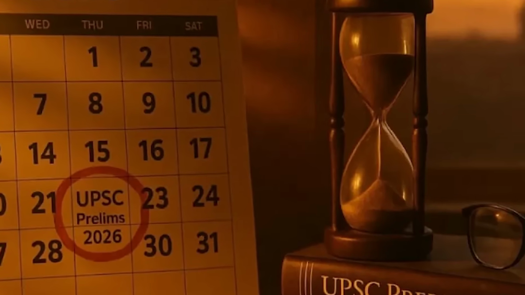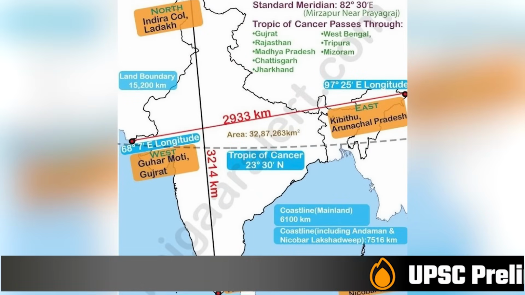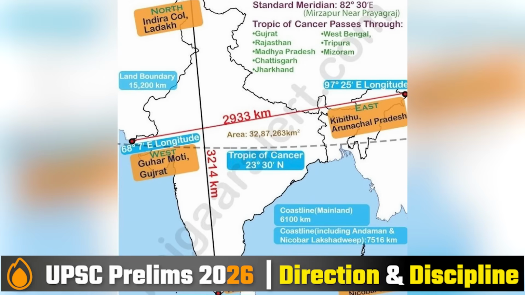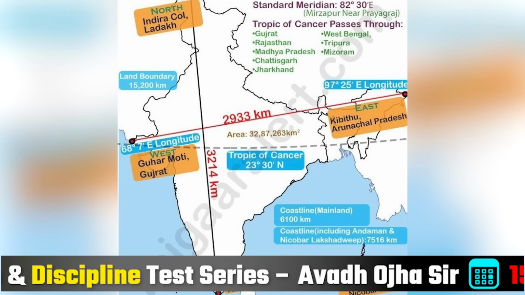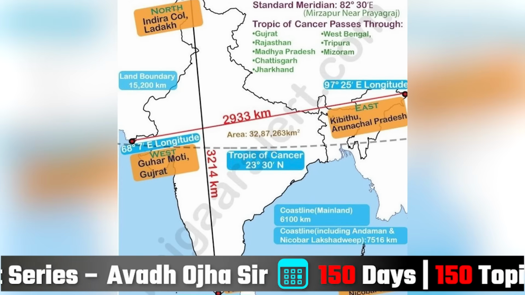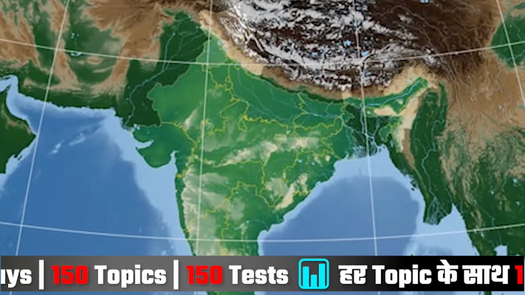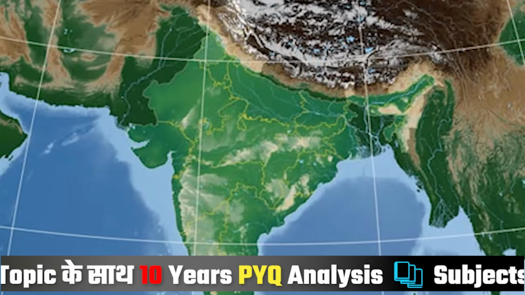The first topic is position of India. Where does it lie? Is it in the northern hemisphere, in the eastern hemisphere? What is the standard meridian? What is the extent? What are the latitudinal and longitudinal extents? With respect to extent and with respect to longitude and latitude, many questions are asked. I'll show you. We have covered the PYQs in this.